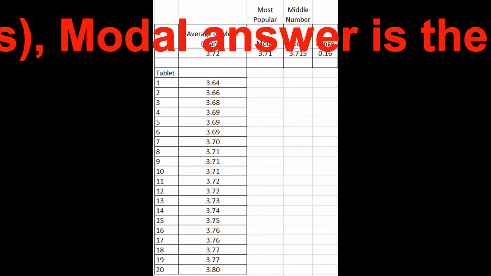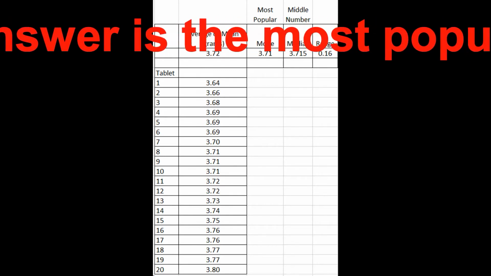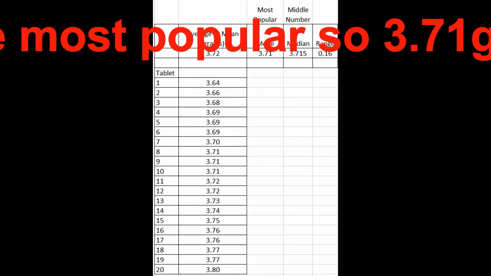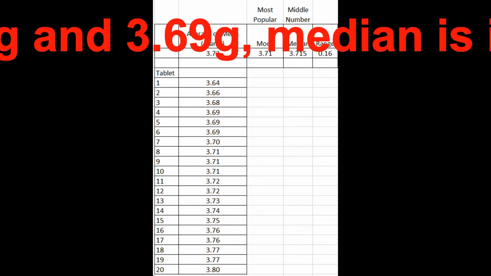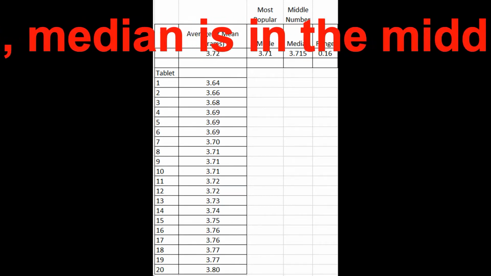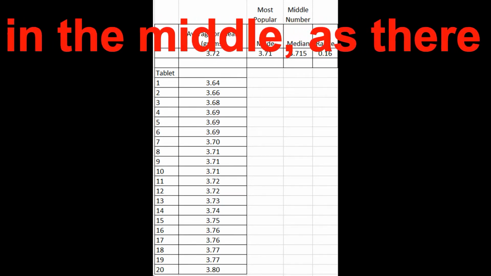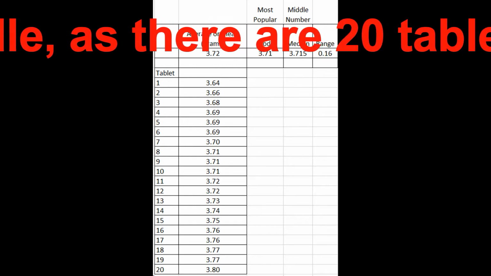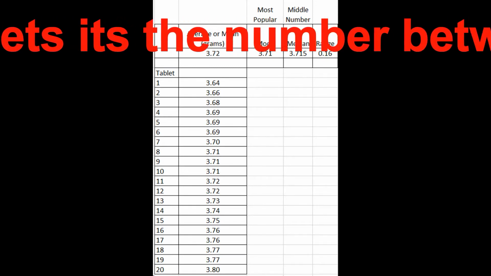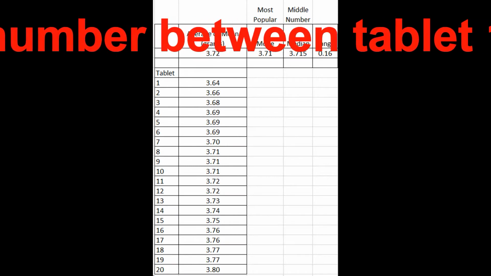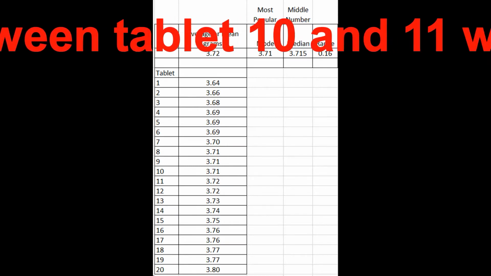Then I got it to find the modal answer. The modal is the most popular, what there were the most of. And the median, which is in the middle, is between those two, and because it is between two numbers, 3.71 and 3.72, it's 3.715. And the range is the difference between the lightest and the heaviest, which is 0.16 grams.